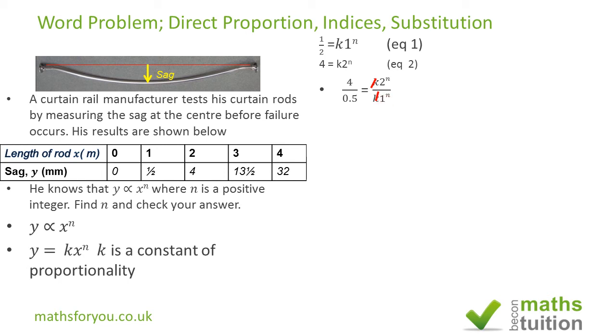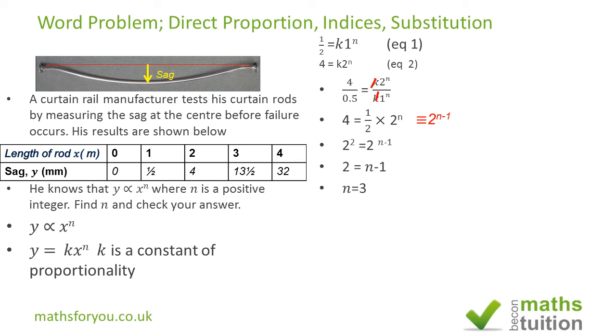And when we cross multiply, we have that 4 is equal to a half times 2 to the power n. Okay, so this one here is the same as saying 2 to the power n divided by 2. And of course, when you divide indices, we have that as 2 to the power n minus 1 there. So 4 is equal to 2 to the power n minus 1. So we know 4 is 2 squared, so 2 to the power 2 is equal to 2 to the power n minus 1. So that means that 2 is equal to n minus 1, and n is 3.